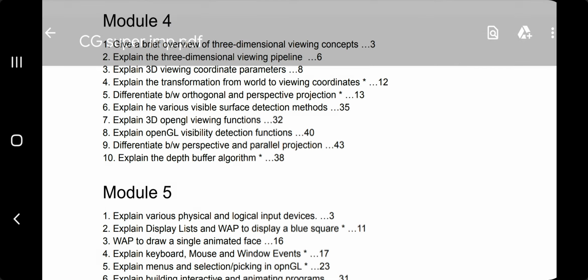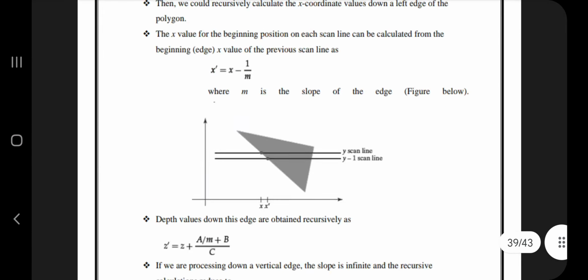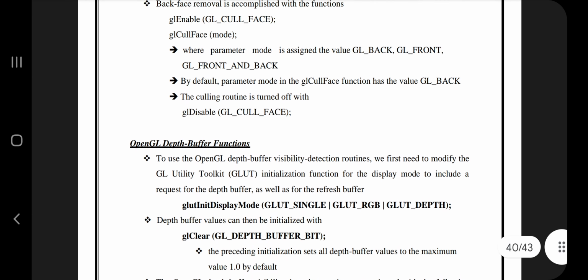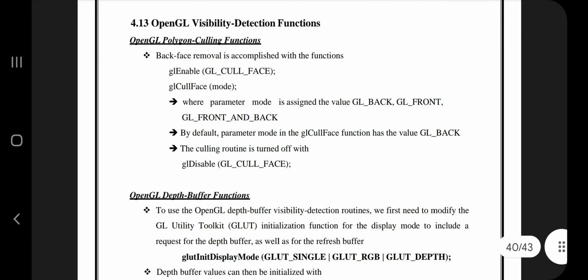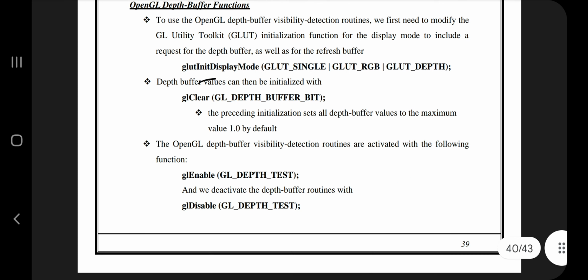Okay, so let's see what is the other questions in between. Explain the 3D OpenGL viewing functions, visibility detection functions, differentiate between parallel and perspective projection. Parallel and perspective projection is in last page, I'll discuss it last. Before that, let's see the other 3D viewing functions. So these are the different depth buffer and visibility detection functions. So I'll scroll slowly, you can get the important ones, I'll tell which are important. glEnable, glCullFace, and glutInitDisplayMode, glClear, and glEnable and glDisable.